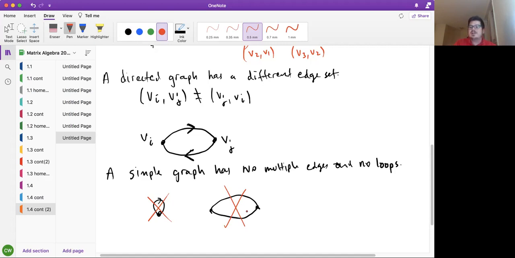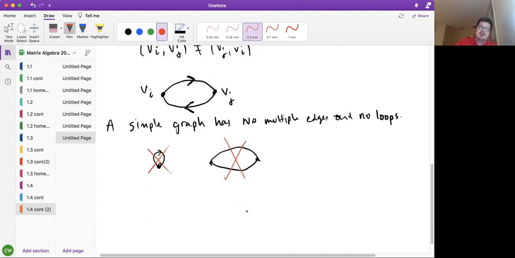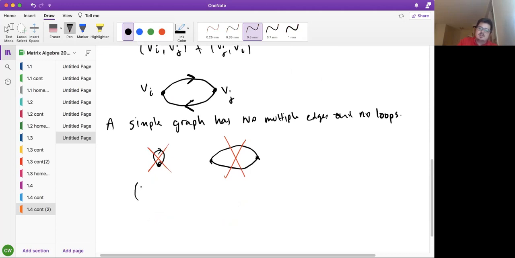So Vi, Vj only appears once. That's a simple graph, and there's no Vi, Vi, which is a loop, and Vi, Vj can only appear once. So that's what we're going to call a simple graph.